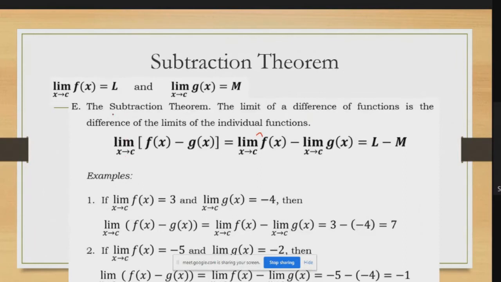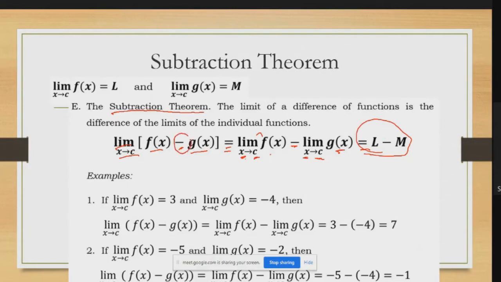The subtraction theorem. The limit of a difference of functions is the difference of the limits of the individual functions. The limit of f of x minus g of x as x approaches c is equal to the limit of f of x as x approaches c minus the limit of g of x as x approaches c, which is equal to L minus M. Okay, if you will notice, it is exactly the same as the addition theorem.